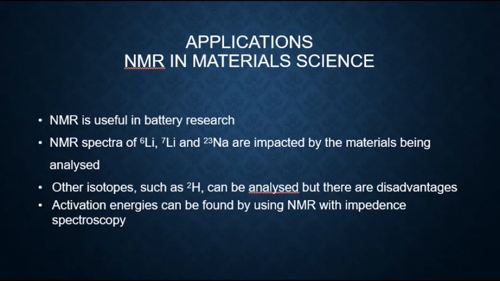NMR spectra of other isotopes such as hydrogen-2, potassium-39, and oxygen-17, quadrupolar nuclei where their I value is greater than a half, can be useful because these nuclei are found in different parts of an electrochemical cell. This allows for knowledge on short-range local structures to be obtained.